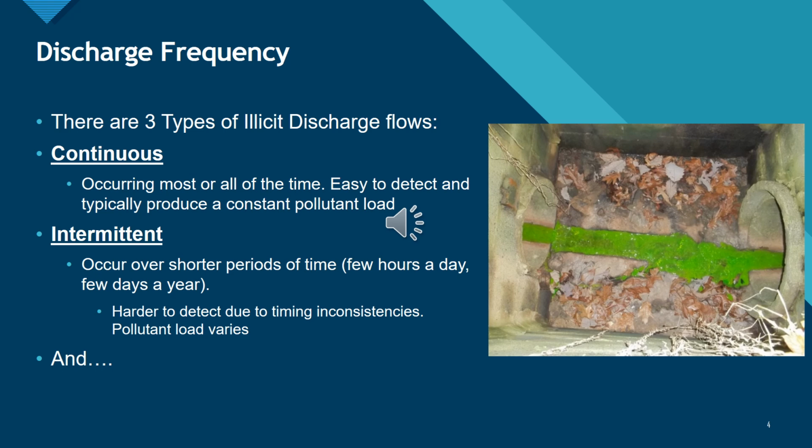Discharge frequency. There are three types of illicit discharge flows. Continuous, which is occurring most or all of the time, is easy to detect and typically produces a constant pollutant load. Intermittent, which occurs over shorter periods of time, such as a few days or a few days a year. It's harder to detect due to timing inconsistencies, and the pollutant load varies.